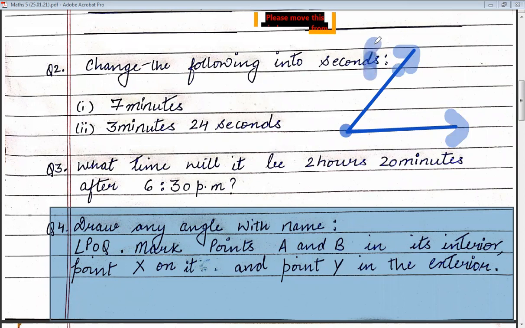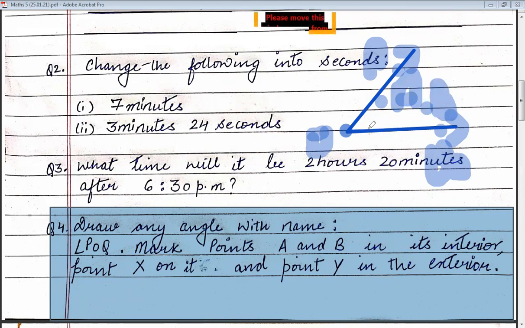This is POQ. What is the name of this angle? Angle POQ. Okay, now next part is mark point A and B in its interior. You have to show 2 points which are interior. So you can show point A here and point B also here.